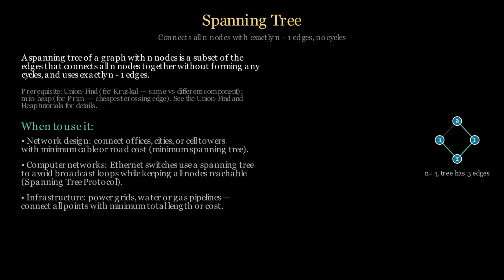In the real world, network design uses it to connect offices or cities with minimum cable or road cost. Ethernet switches use a spanning tree, the spanning tree protocol, to avoid broadcast loops while keeping every node reachable. Infrastructure like power grids and pipelines also use spanning tree ideas to connect all points with minimum length or cost.